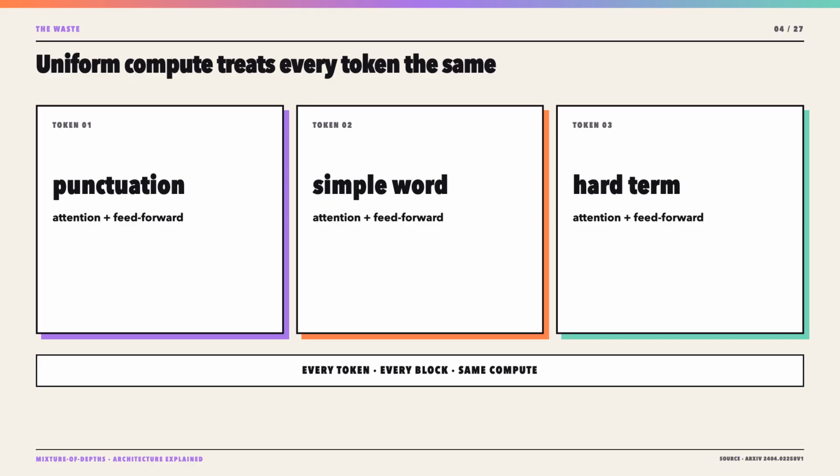The expensive part is uniform. Every token uses attention and the feed-forward layer at every depth. A simple word, punctuation mark, and difficult technical term all receive the same amount of processing.